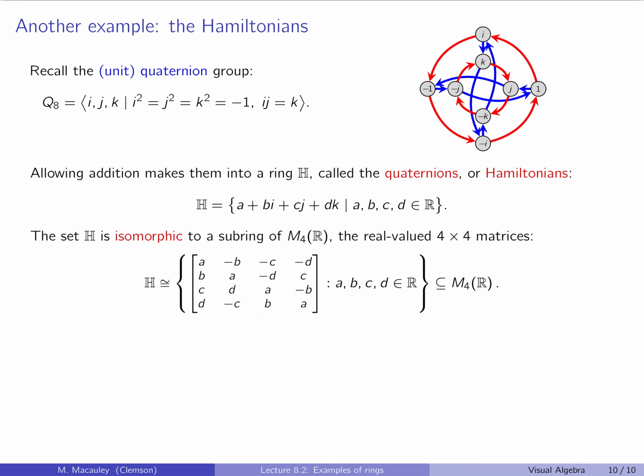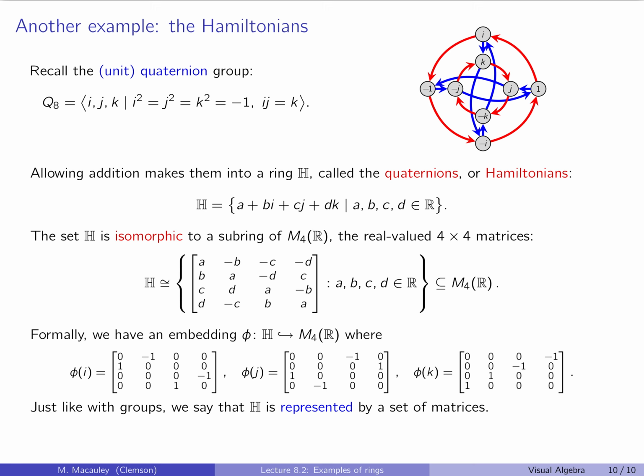We've seen this before. We can formalize this with an embedding, that is a ring homomorphism, from the Hamiltonians to the 4x4 matrices. That sends i, j, and k to these matrices. And we will study ring homomorphisms pretty soon. You can probably surmise what this is from group homomorphisms. And I do want to say several things. We can also represent these as 2x2 matrices, as we've seen.